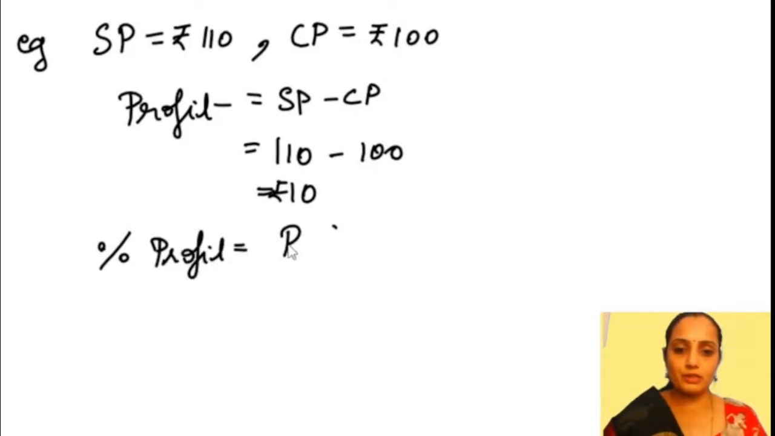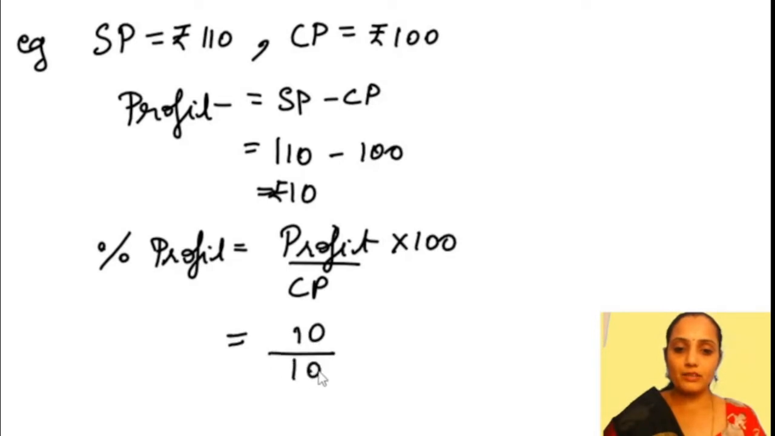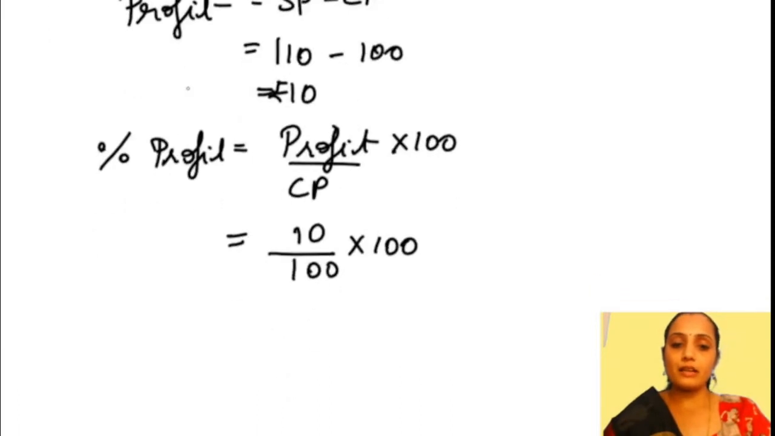Percentage profit is profit by cost price into 100. Now this gives profit is 10, cost price is 100 and 100. So this gives us 10 percentage profit.